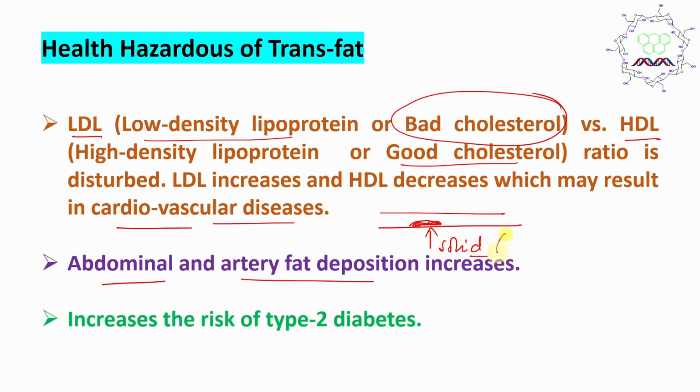If they are solid, they get deposited more easily. So I guess you understand why this trans fat is the culprit. Both have a carbon-carbon double bond, but this trans fat gets deposited more efficiently compared to cis, because of their interaction and symmetrical structure. That's the reason.